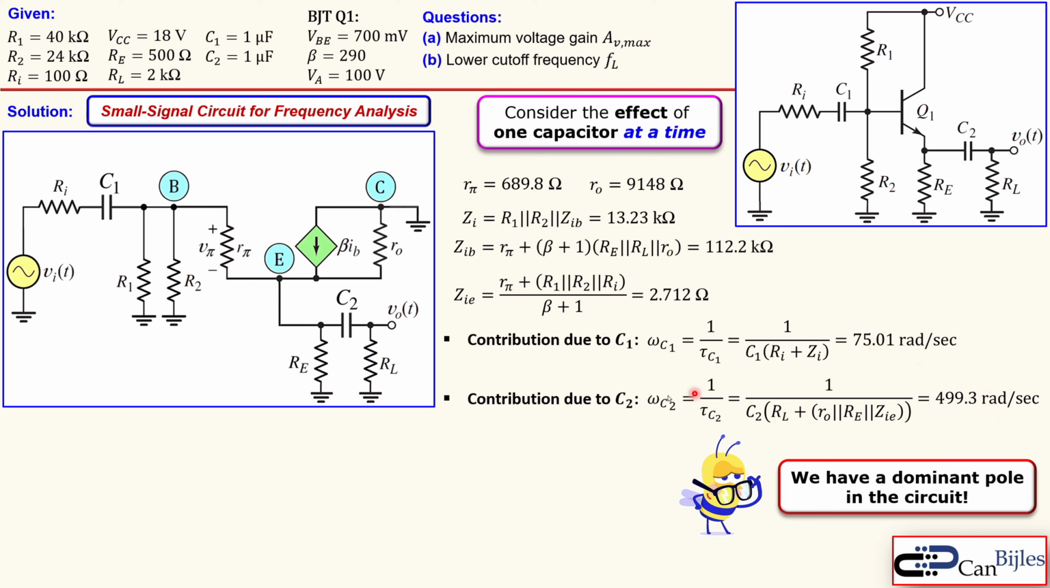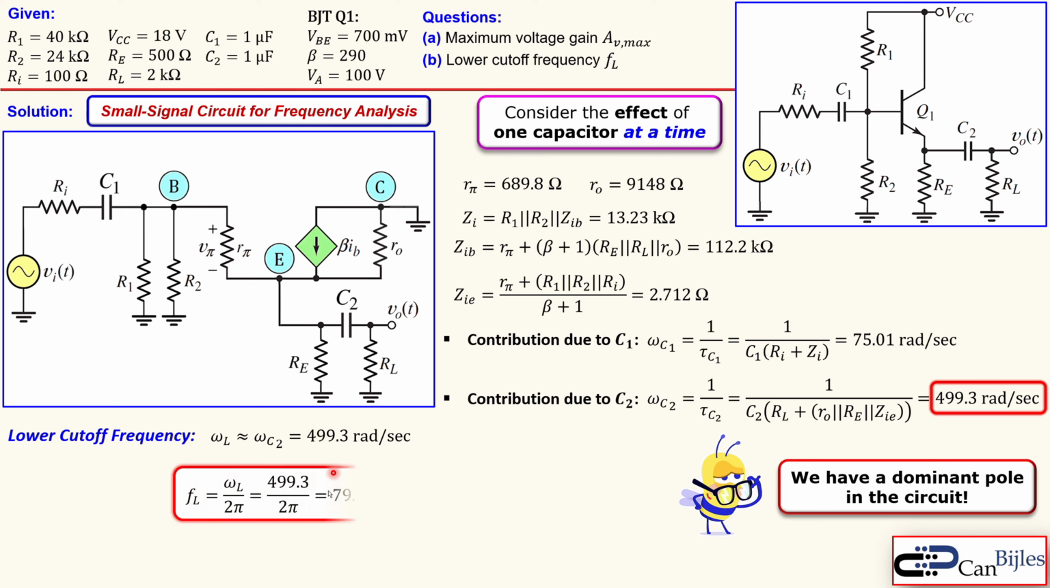And then we assume that our lower cutoff frequency is determined by this capacitor C2. So we can say the lower cutoff frequency omega L is approximately omega C2, which is almost 499.3 radians per second. Now converting that to hertz, just divide by 2 pi, it will be almost 79.5 hertz, so maybe rounding off to 80 hertz, depending on, of course, the accuracy in our calculations. So this is the result using the dominant pole approximation.